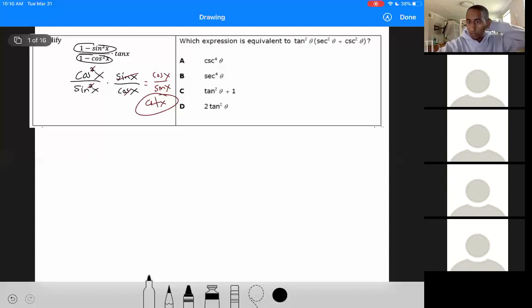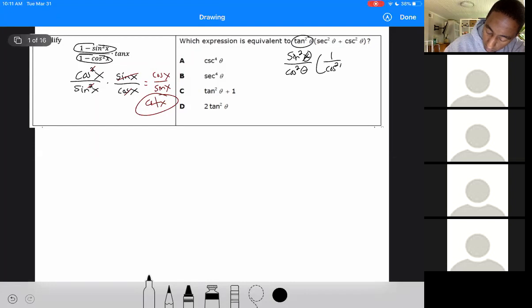Landon, I saw that you said you got the answer B. Could you explain to us what you did there? Yeah. So I started off by converting tangent square root of x to sine square root of x over cosine square root of x. And then in the parentheses, the secant square root of x converts to 1 over cosine square root of x. And then that's plus 1 over sine square root of x.